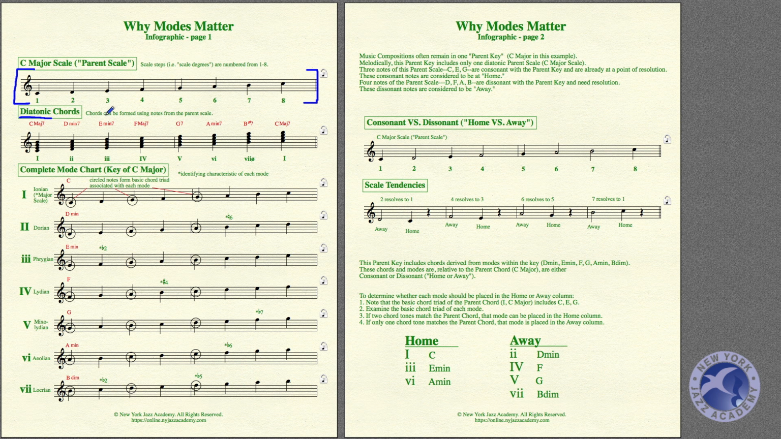So diatonic chords. Chords can be formed using notes from the parent scale. So let's look at, first of all, the 1 chord. Notice that these chords are labeled using Roman numerals. And notice that that's different than the scale steps, the scale degrees, which are labeled using just standard numerals. Got it?